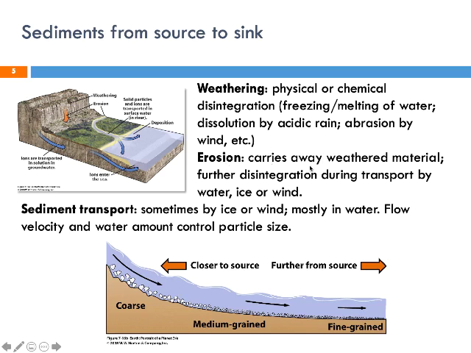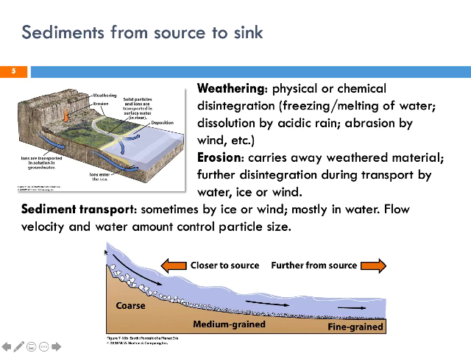So erosion is the transport of material. It carries away material from its original source on its pathway to its eventual sink, where it gets deposited and may get covered by other sediments. The sediment transport may be by ice or wind. Mostly that will happen through water, and the flow velocity and the water amount will control the nature of the sediment, for instance, the particle size.